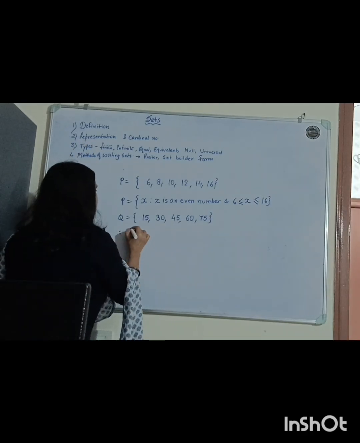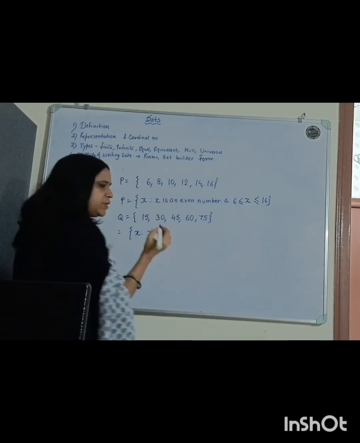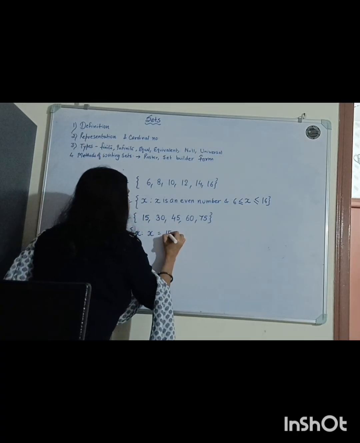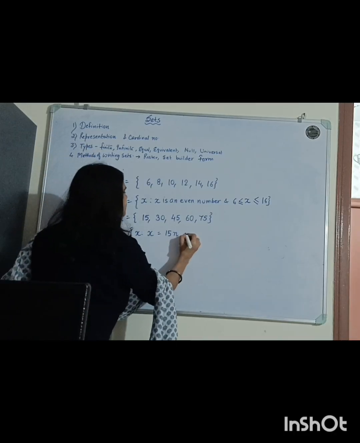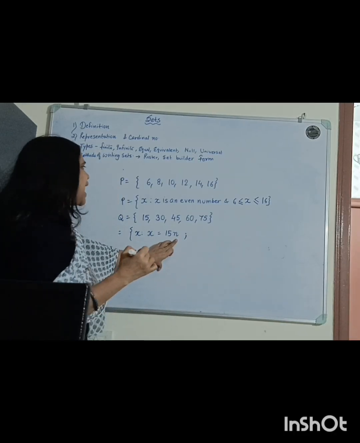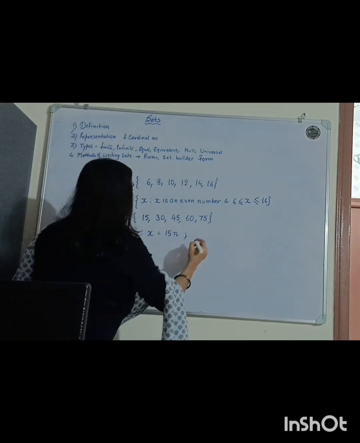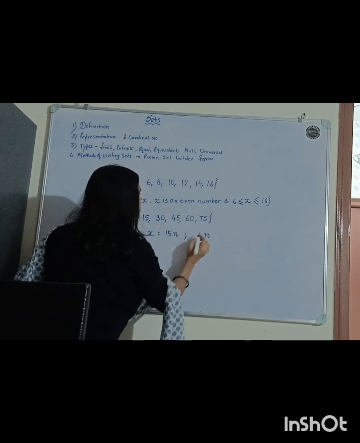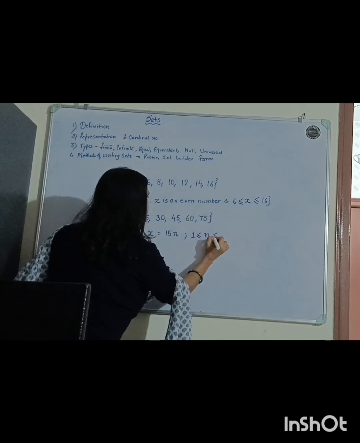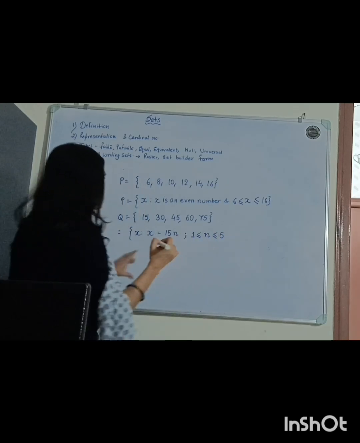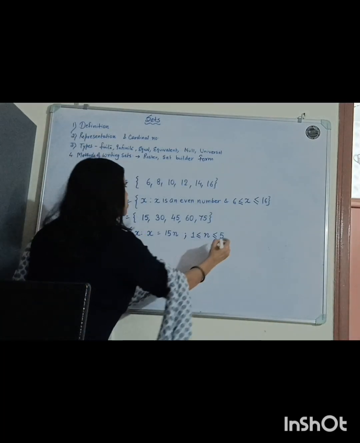How can we write this in set builder form? We can write x such that x equal to, what will we write? 15n. We are writing n because we will use n like this. Now the value of n is from 1 to 5. So we will write where n is greater than or equal to 1 and less than or equal to 5, isn't it? So 15 into 1, 15 into 2, up to 15 into 5. So in this way we can write.